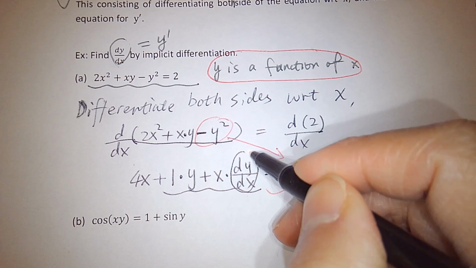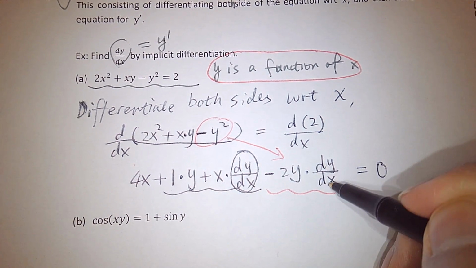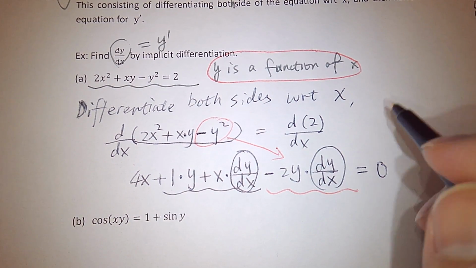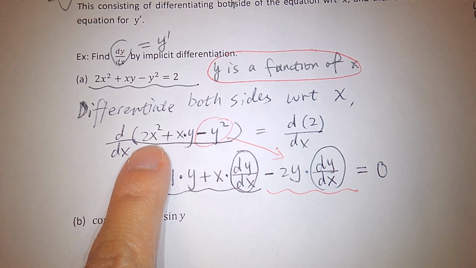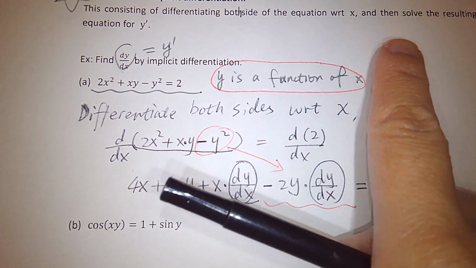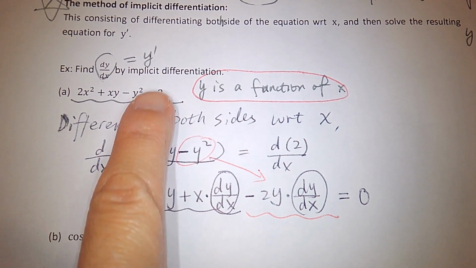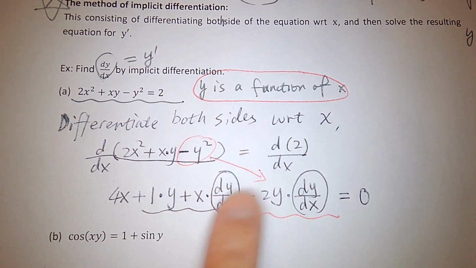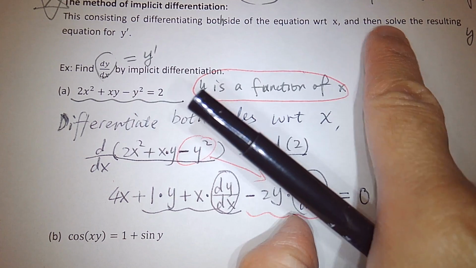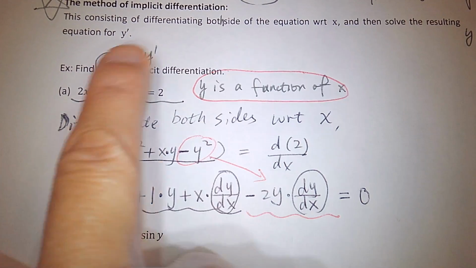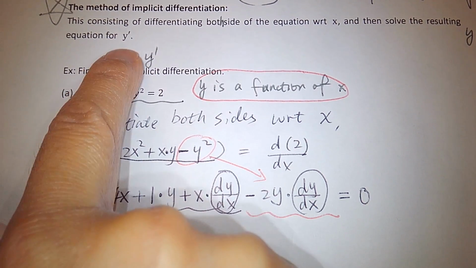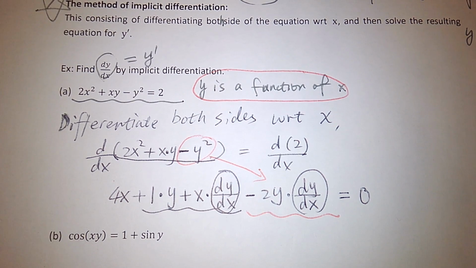Okay. All right. Now we know that dy over dx is what? y prime, right? Okay, so how do we solve for y prime? Because we need to find dy over dx, right? Once we differentiate both sides with respect to x, then we need to solve for dy over dx, or y prime, right? Solve for y prime. How?